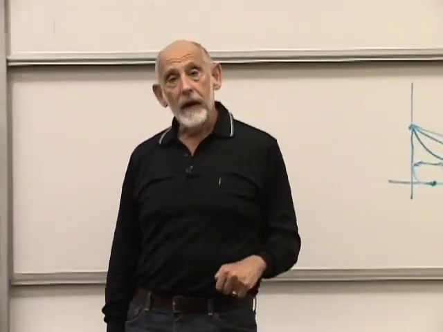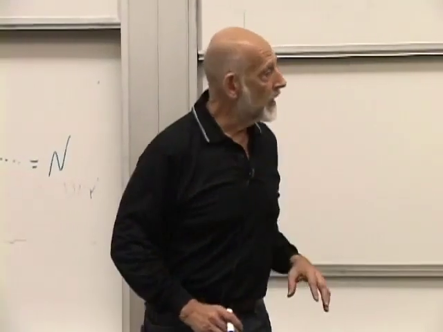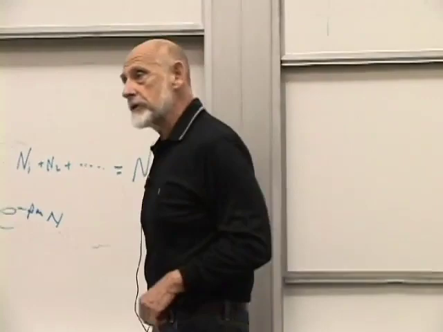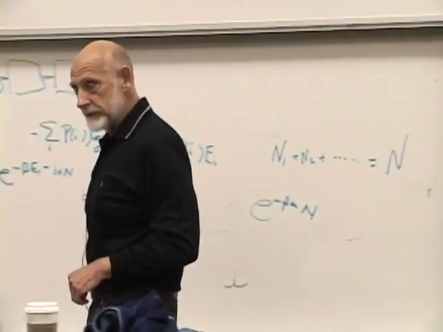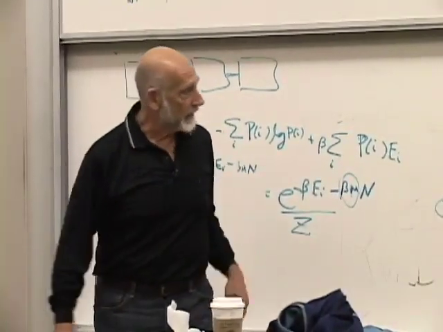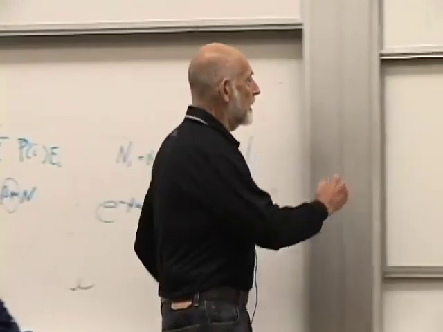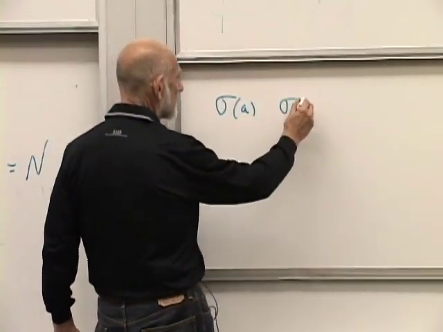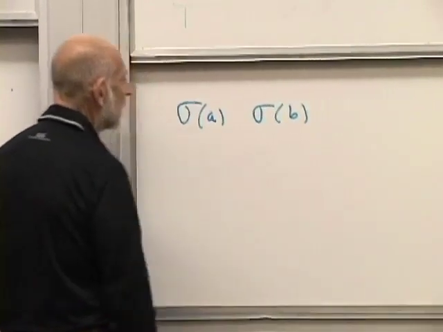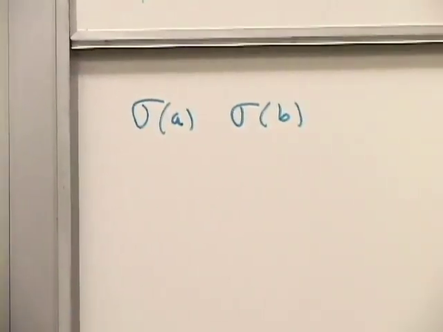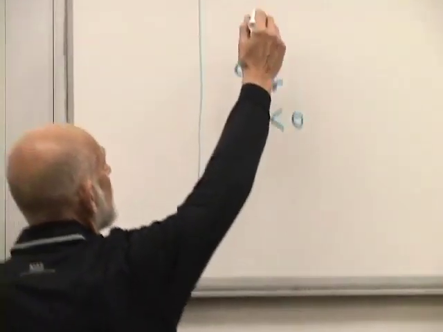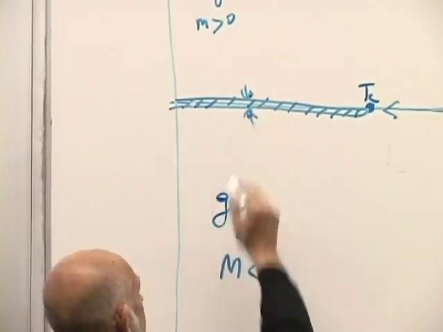Okay? Now, imagine you now pass below the critical point. What happens to the correlation function below the critical point? Let's think about that. Take sigma of A times sigma of B below the critical point, and below the critical point, here we are below the critical point, we could be here or we could be here.